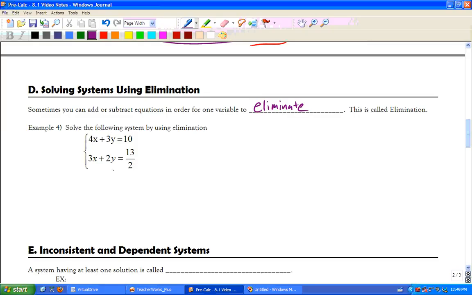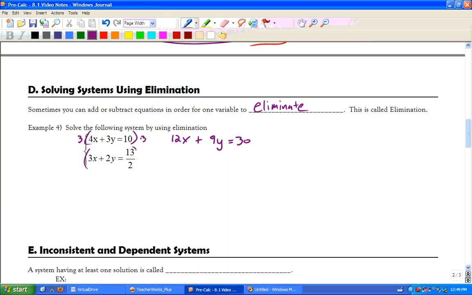The first thing that drew my attention was the 4x and the 3x. So to get those to have the same coefficients, I'm going to take this first equation and multiply by 3. When I multiply by 3, I get 12x plus 9y equals 30. And I do have to multiply on both sides of this equation.